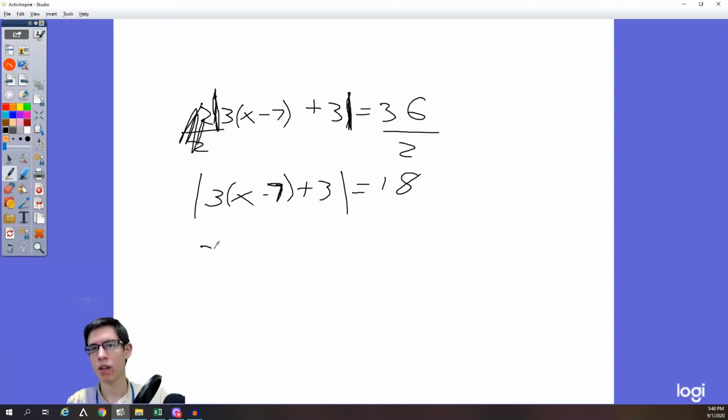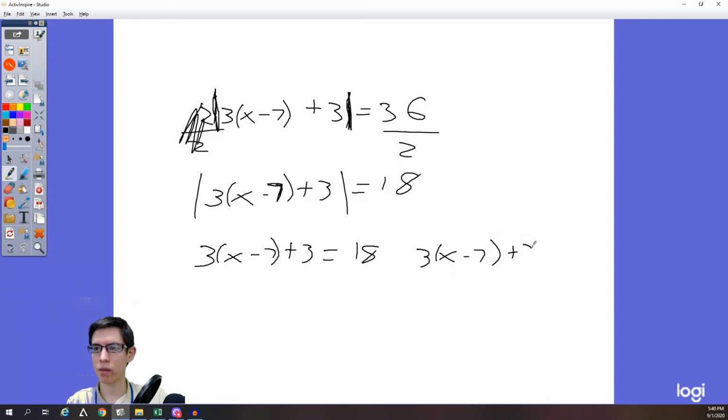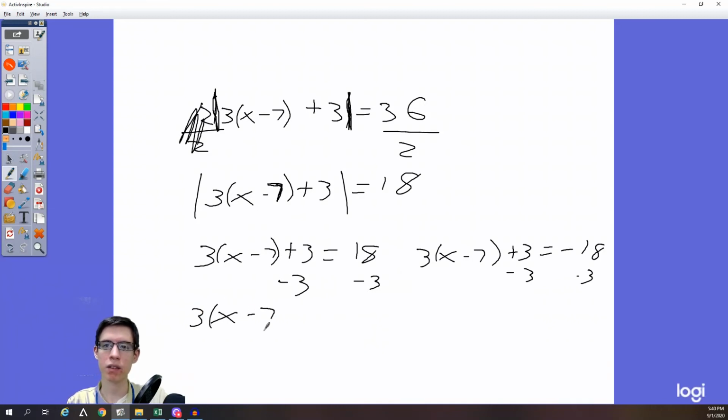and negative forms. 3x minus 7 plus 3 equals 18, and 3x minus 7 plus 3 equals negative 18. And we're going to work our way through this and solve. Okay? First things first, we should probably subtract 3 from each side. We get 3x minus 7 equals 15.